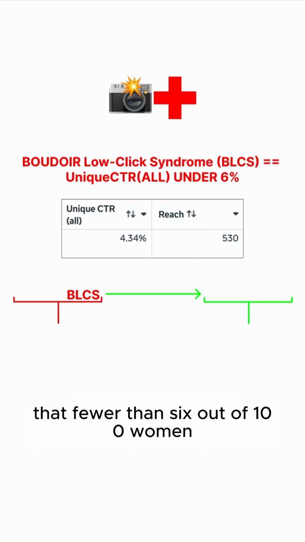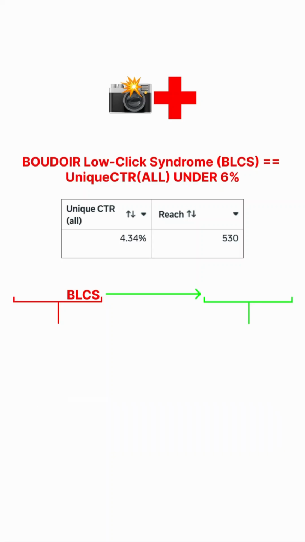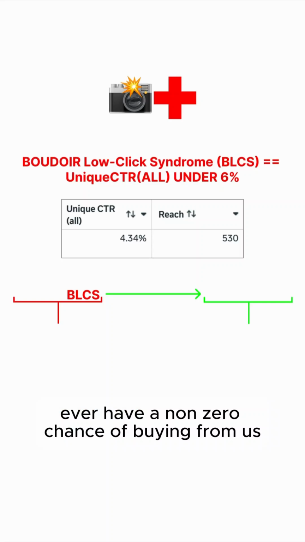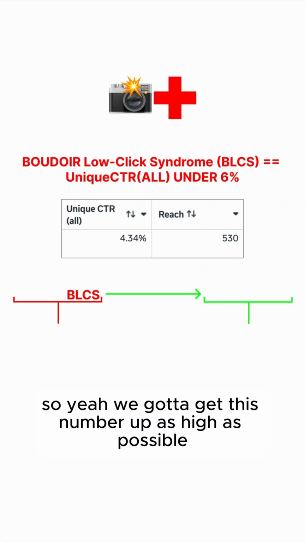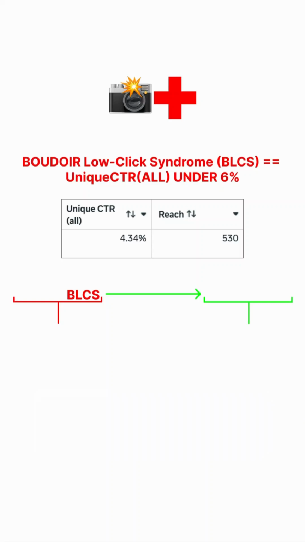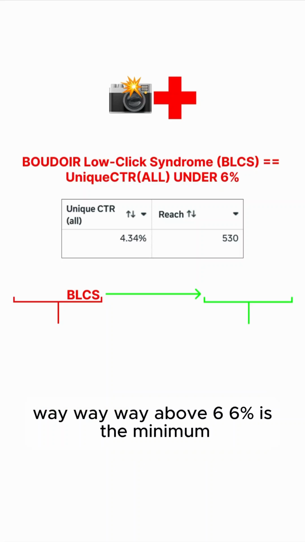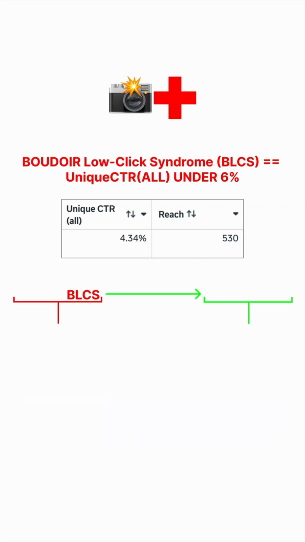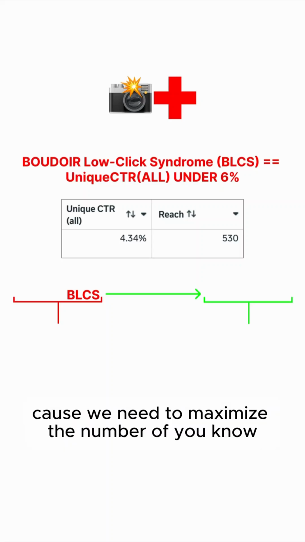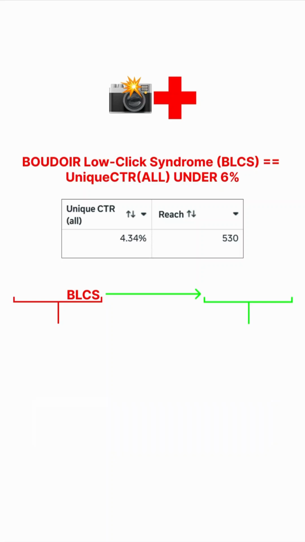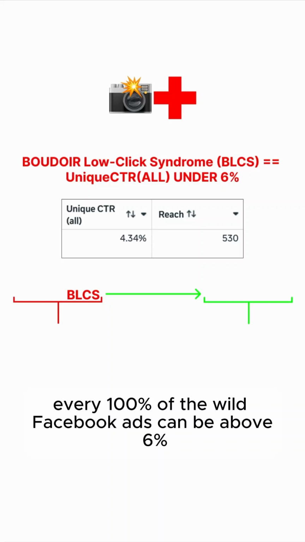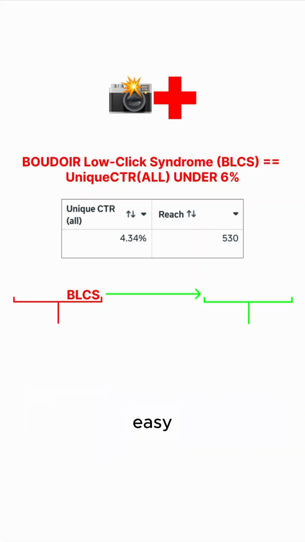which means, most importantly, that fewer than 6 out of 100 women ever have a non-zero chance of buying from us. So yeah, we gotta get this number up as high as possible. Way above 6% is the minimum, because we need to maximize the number of sales that we can get with our same ad spend. So 6% is the minimum. Every 100% boudoir Facebook ads can be above 6%, easy.